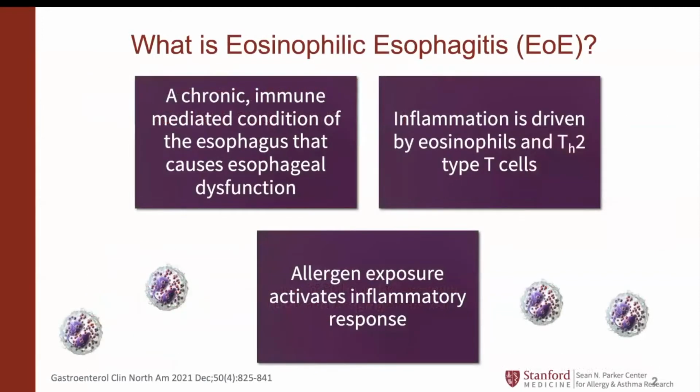defining eosinophilic esophagitis. It's a chronic immune-mediated condition of the esophagus that causes esophageal dysfunction. And inflammation in the esophagus is driven by allergic cells known as eosinophils, and also by a specific subset of T cells known as Th2 type T cells. And these T cells are really what drive inflammation in many allergic diseases as well as EOE. And in EOE, we also know that allergen exposure activates the inflammatory response as well.